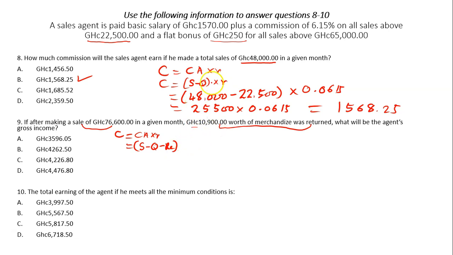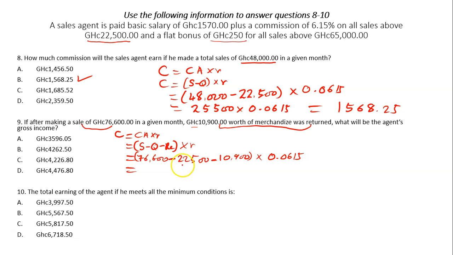In the previous question, there's nothing like returns. That's why it's just sales minus quota. But here there's a return. So sales minus quota minus returns, times rate. What is the sales? The sales is 76,600, minus the quota of 22,500, isn't it? Minus the returns, which is 10,900. Then times the rate. The rate is 0.0615.